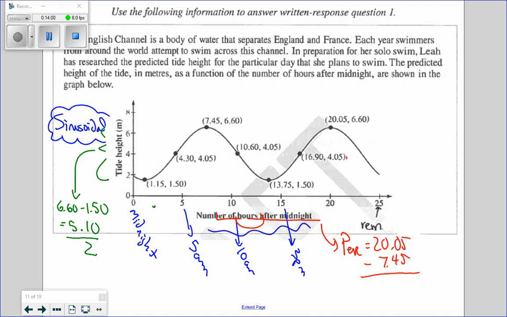Okay, so right now, from this point to this point, right here, the tide is rising. Here, the tide is falling. Here, the tide is rising. Here, the tide is falling. Okay? She needs the height to be 3 meters.